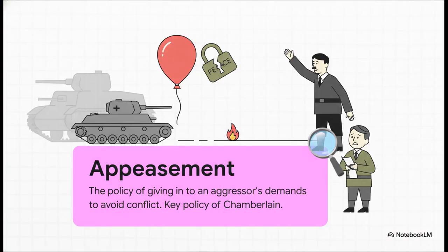So what were the Allies doing? Well, they were following a policy you have to know inside and out for your exam: appeasement. And the idea, championed by Britain's Prime Minister Neville Chamberlain, was pretty simple. Just give Hitler what he says he wants. The hope was that by making these concessions, he'd eventually be satisfied, and everyone could avoid another horrible war.